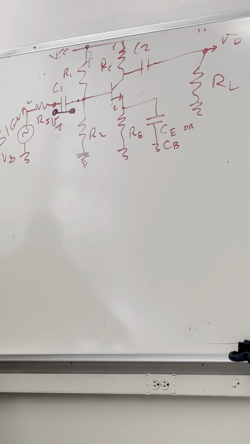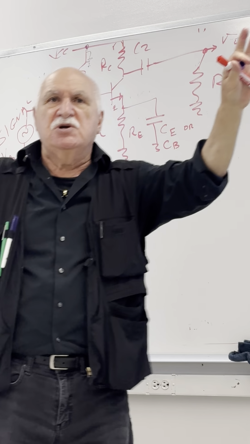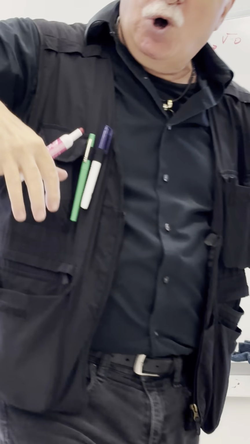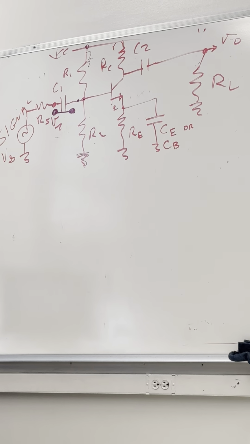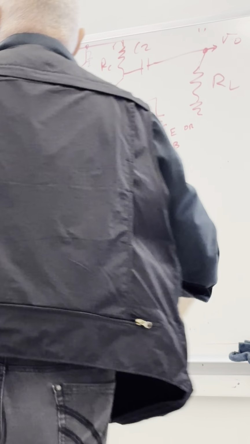Otherwise, there was a power supply here. Remember, it's superposition. We have DCs in here, then AC, two different sources. DC superimposes its own for the sake of biasing. AC superimposes its own because of the signal that you are putting in. One at a time, we analyze.